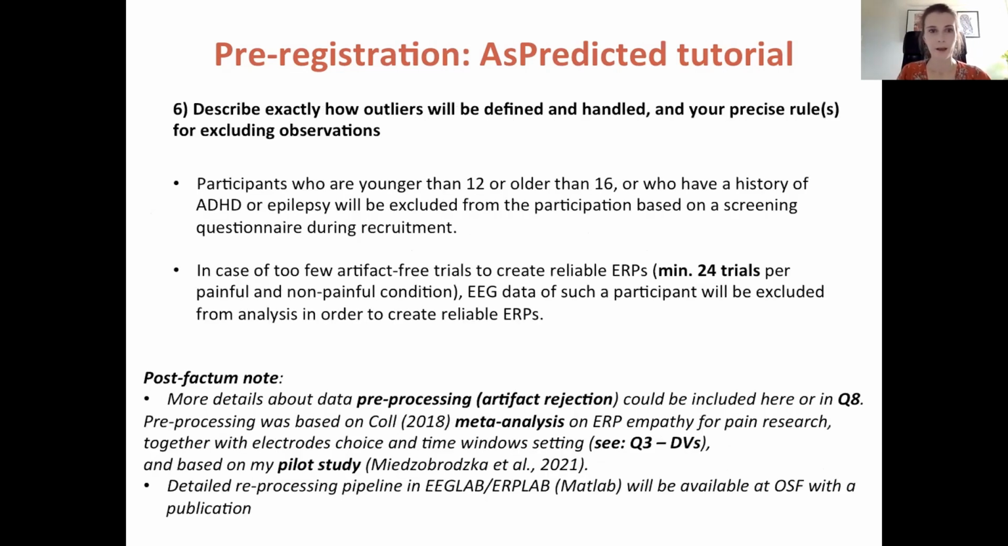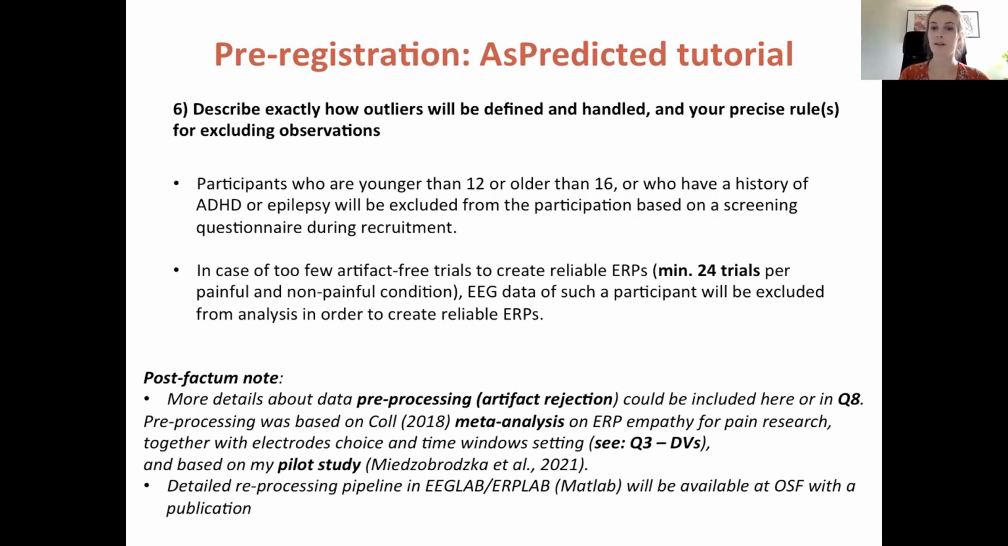In the sixth question, you have to describe the outliers and how they have to be defined and handled. So why do you plan to exclude some observations? So in terms of participants, I think I did it quite correctly. I said who is going to be my participant and who is not going to be my participant. And then in terms of the artifacts, I only said that I would exclude participants who have less than 24 trials, because 24 trials are needed to make the ERP reliable. So this is the post-factum note that I added here.